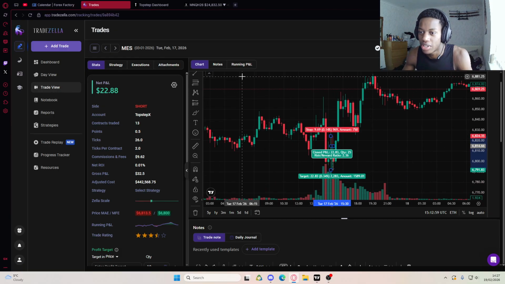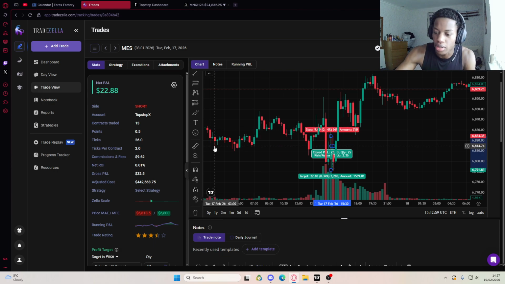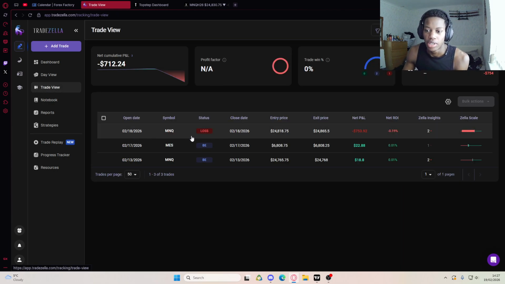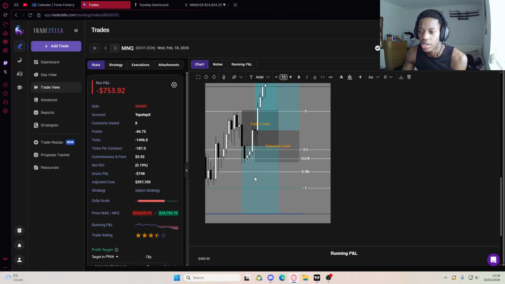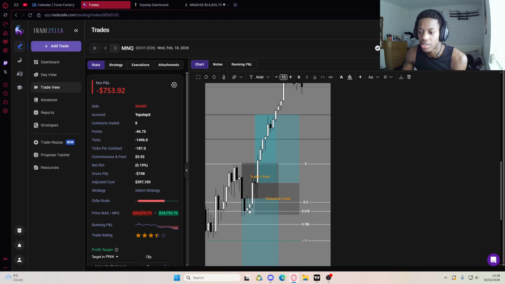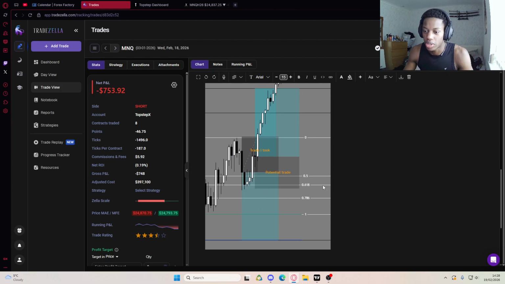I've been sleeping on TradeZella. And I also journaled this one yesterday. This loss. I took this trade. And right after we inversed it, because we tapped into equilibrium, I said that we could have a chance of inversing it and continuing along because we're in equilibrium.